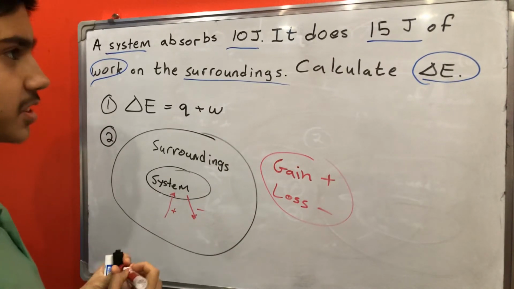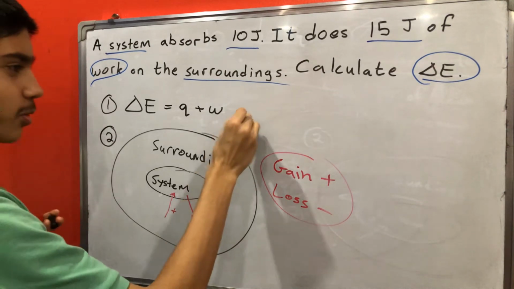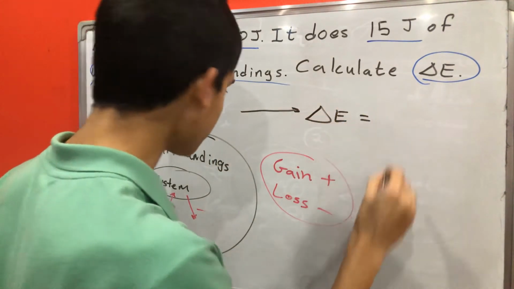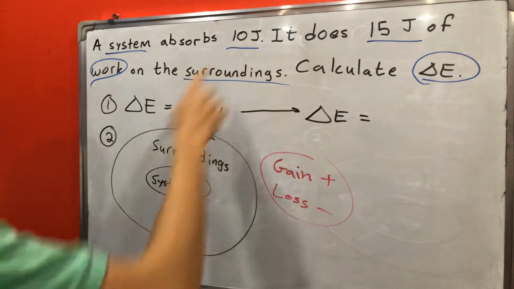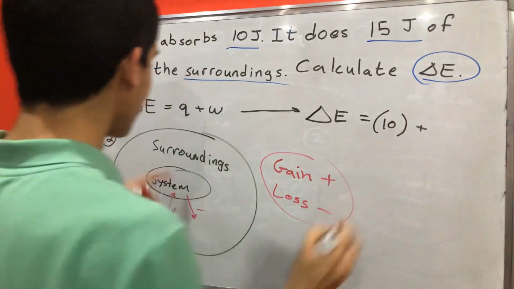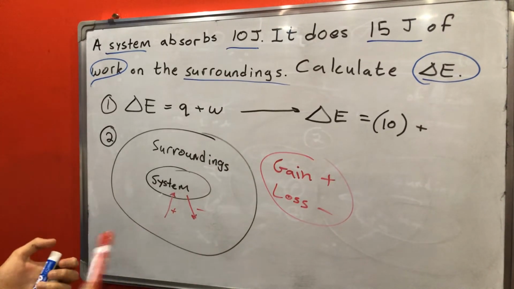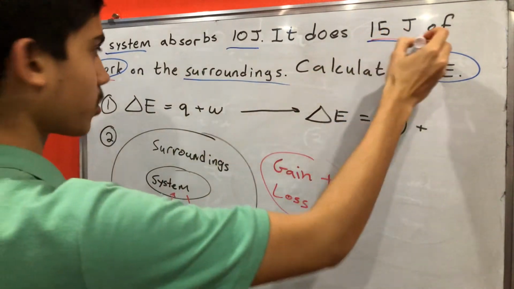Now, let's reconsider how we do this problem. Let's plug in the information that we get, use the equation to solve it, okay? So let's go over here and calculate delta E. We have a Q, and Q is just going to be our 10 joules, so we're just going to put that in there. And then we're going to add the work. How do we know what is work in a problem? Work is just going to be where it says does 15 joules of work.